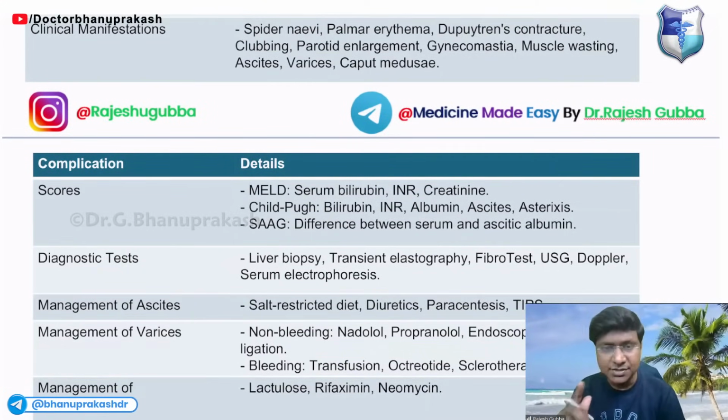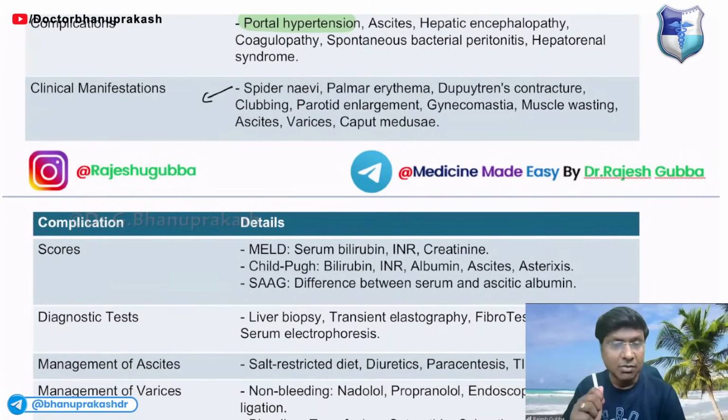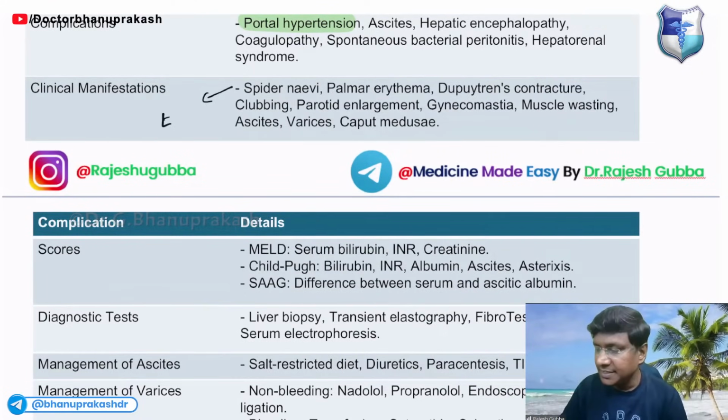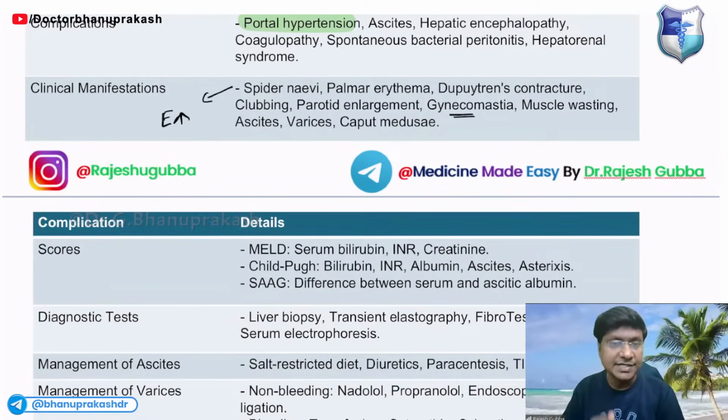But what are the questions that I'll tell you? The question that can be asked is about spider nevi. What is the cause for the development of spider nevi? Right? It is mainly because of the increase in the estrogen level in case of cirrhosis of liver. That will be the reason for the development of the spider nevi. And the increase in the estrogen level is also the reason for the development of gynecomastia as well.